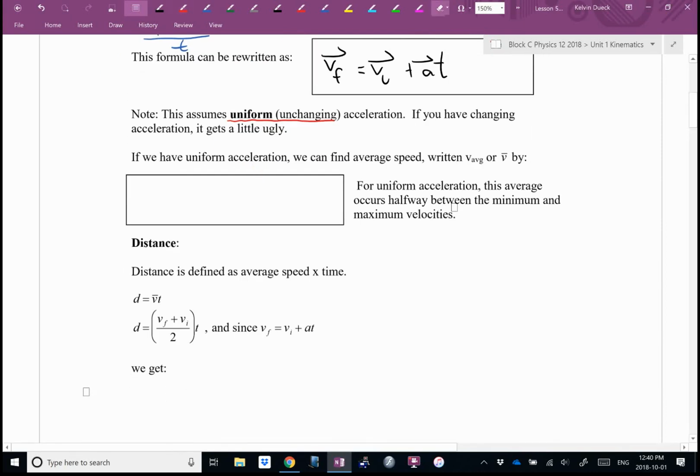If we have uniform acceleration, we can find average speed. Technically, the symbol for V average is a V with a bar over it. The symbol for average is a bar. I tend not to use that because when I shrink your fonts down, those look really, really similar. It's hard to tell the difference. So I tend to use a subscript of avg, which isn't correct, but it's easier to read if I'm trying to save paper. How do we find an average?